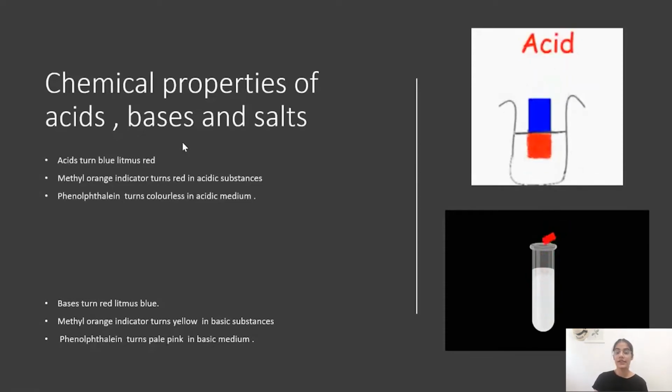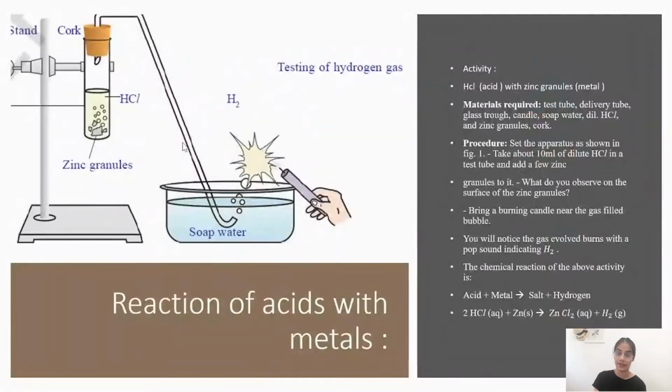Now, let us study how acids will react with metals. For this particular study, we will do an activity and look at a video of how these reactions take place. So, we take acid, which is HCl, hydrochloric acid, and for the metal, we choose zinc. Now, we let them react with each other, and we know that the chemical reaction goes as follows. Acid plus metal is metal salt plus hydrogen.